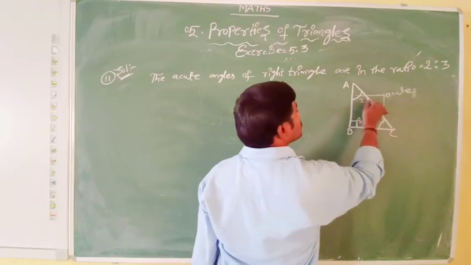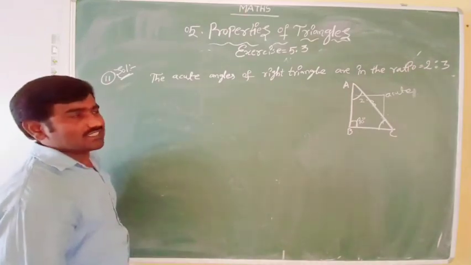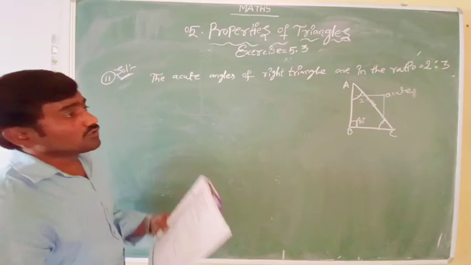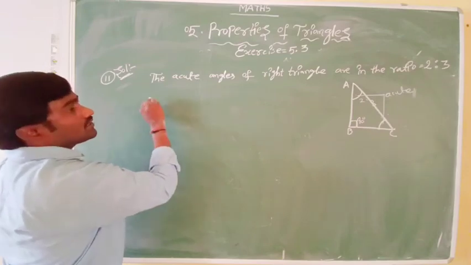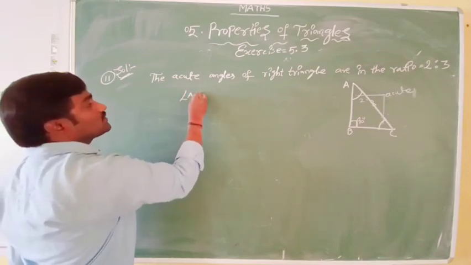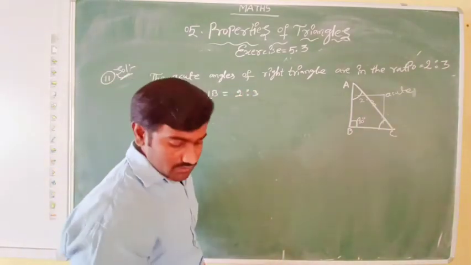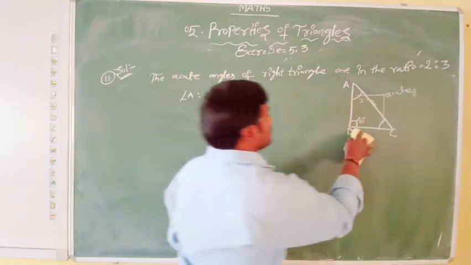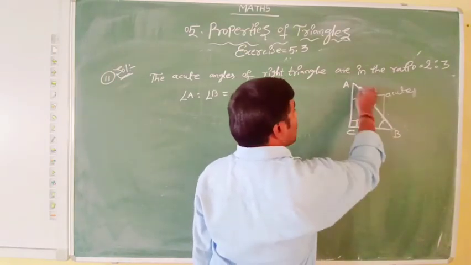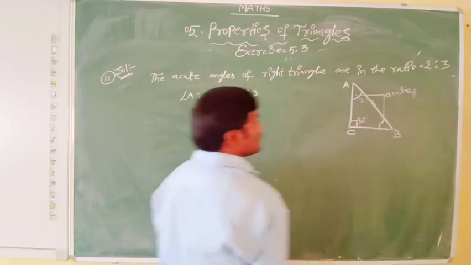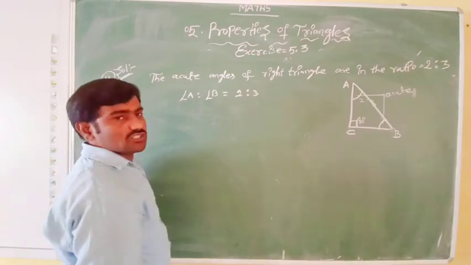So these two acute angles are in the ratio 2:3. Let us assume angle A is 2 parts and angle B is 3 parts. Suppose here angle A is to angle B equal to 2:3, and the triangle is A, B, C. Then angle A and angle B are in the ratio 2:3.